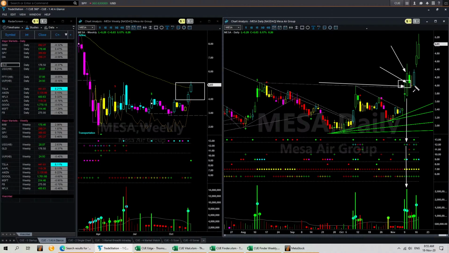It moved sideways for 2 days and then it went up again. When it went up on this day, it gave a go with flow long trade setup. So you could buy it as a breakout trade on this day, or you could buy it as a go with flow long trade setup on the next day.